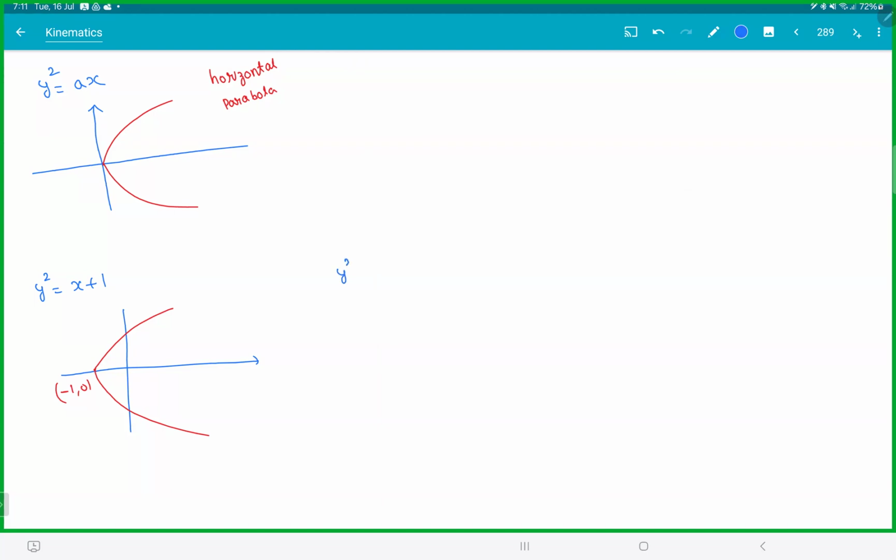Same thing, suppose you have y square is equal to x minus 3. Same thing, when x is 3, y is 0. So the graph starts from here.